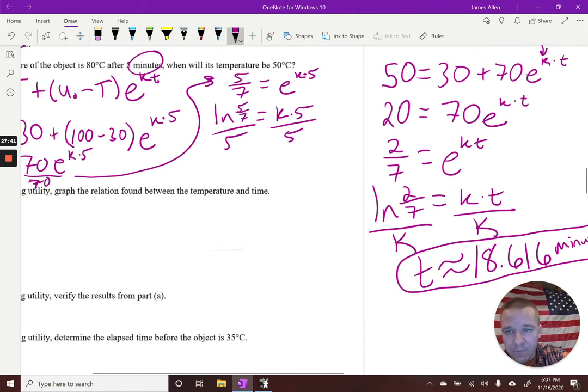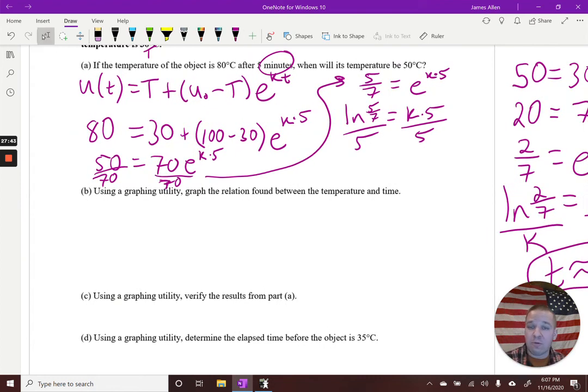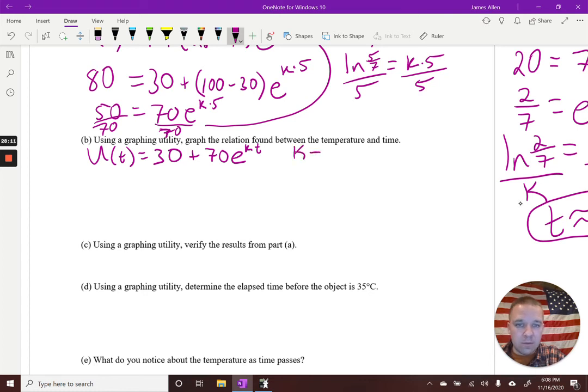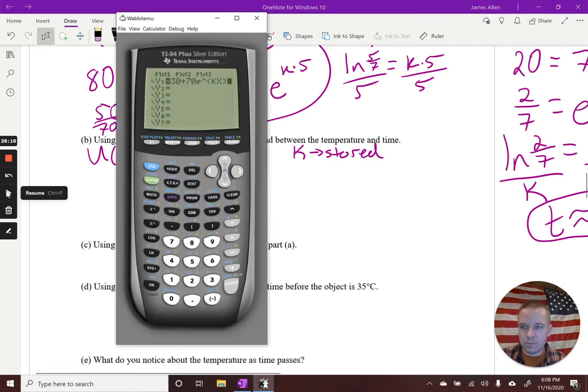All right, so on over here, using a graphing utility, graph the relation found between the temperature and the time. Let's do that. But what is it that we're even plugging in now? Well, that'd be our U of T is equal to the room temperature plus, we need parentheses, the initial temperature minus the room temperature multiplied by E raised to the K T. And remember, K is stored.